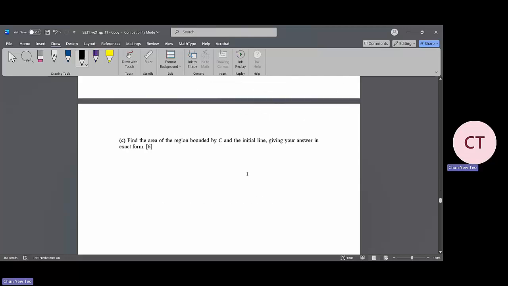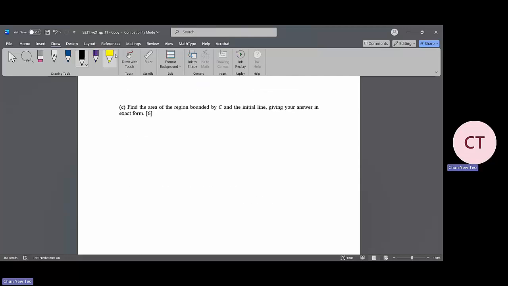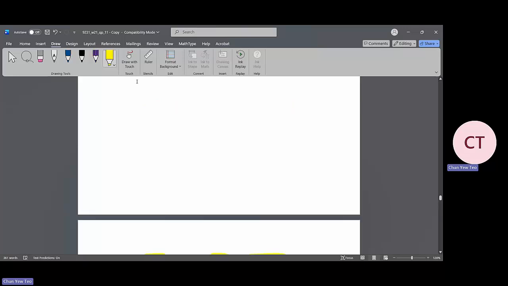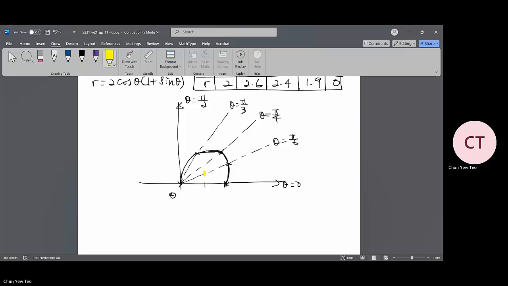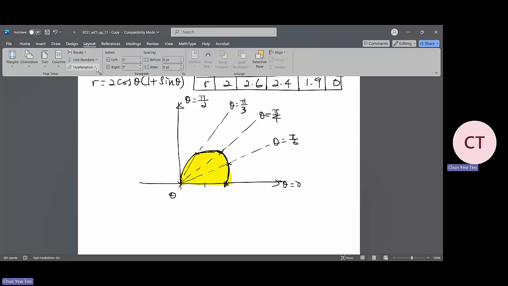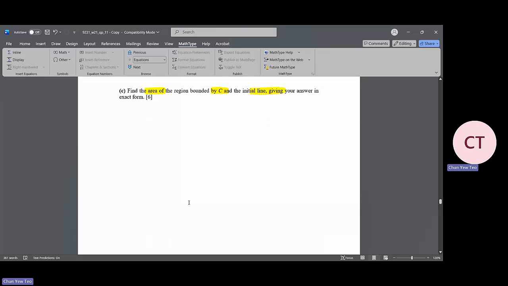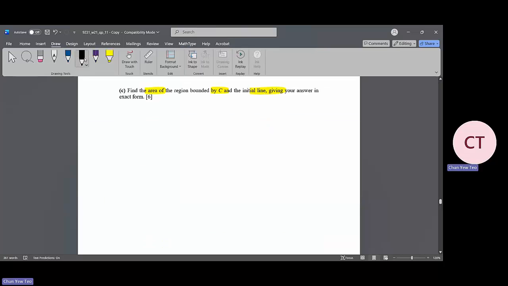Now move on. 6C, we want to find the area of the region bounded by the curve and the initial line. Okay, initial line. So that means we are looking for the whole area over here. To find the area, just the formula only. You need to know the formula. So the area will be half r squared d theta from 0 to pi over 2.